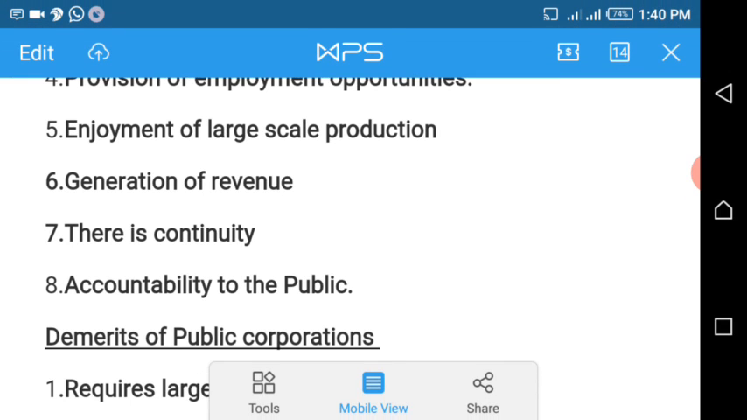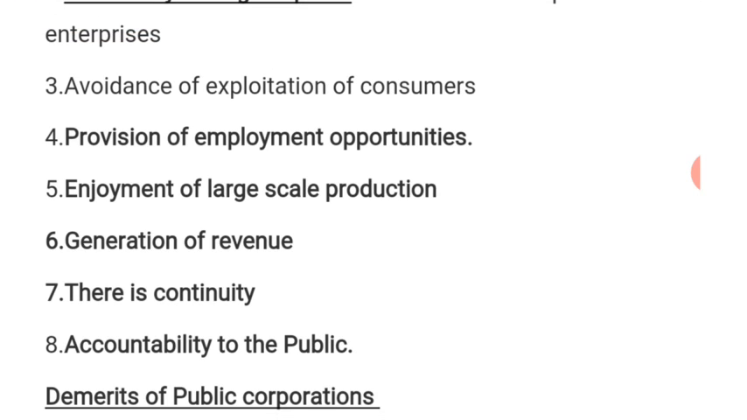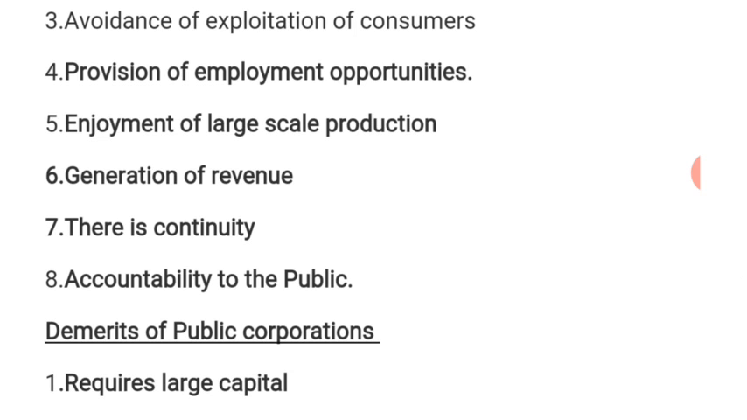Number four, provision of employment opportunities. Government is establishing these public corporations just to ensure that employment opportunities are available for its citizens in the country. Not only that, number five, enjoyment of large scale production. Government produces in higher quantities, and by this it becomes easier for prices to be reduced. When goods are produced in large quantities, it makes the price come down, and that is why the prices at which government is charging for these services are very affordable for the citizens to buy them.